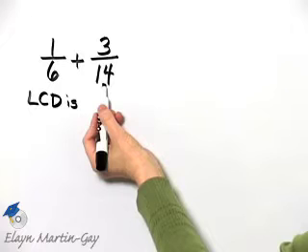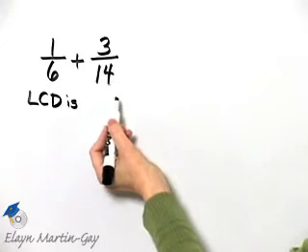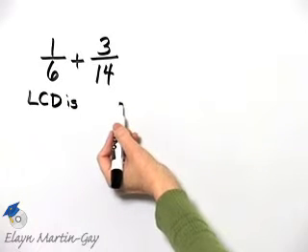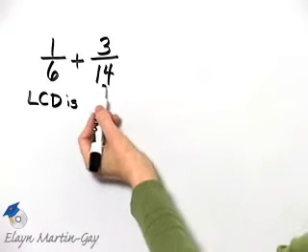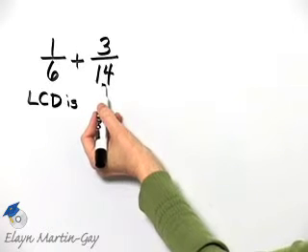What is 14 times 2? That's 28. Now I know 14 goes into 28. Does 6 go into 28 evenly? Well, the answer is no. So let's do 14 times 3. 14 times 3 is 42.